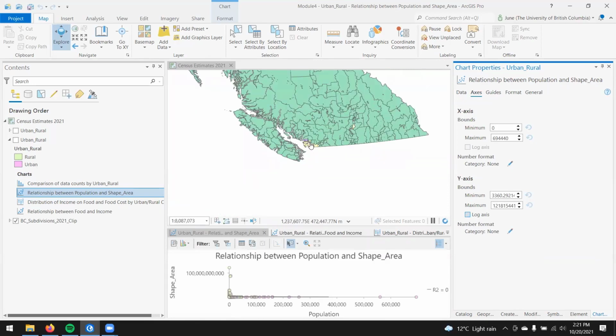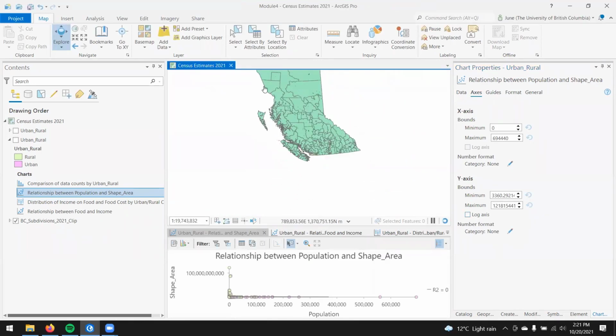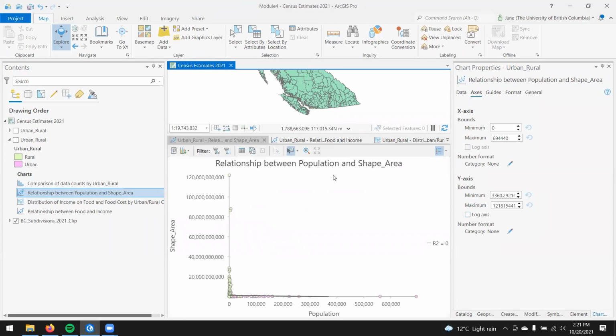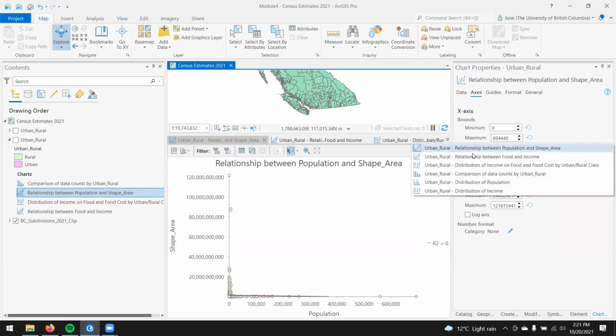But again, that's partly because nearly the entire province is very sparsely populated rural areas. And also there's not really any concrete rule behind the sizing of these units, right? It's a little bit arbitrary. So population and shape area are not strongly correlated, but shape area is a confounding variable that we need to account for when doing many different types of analysis.